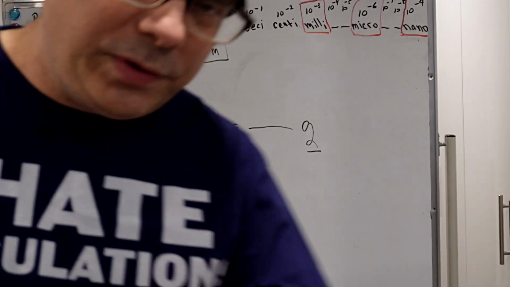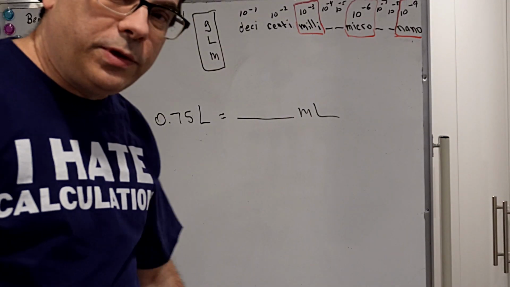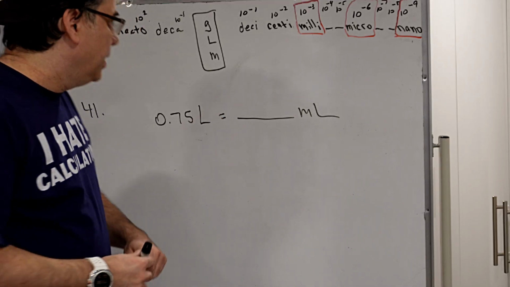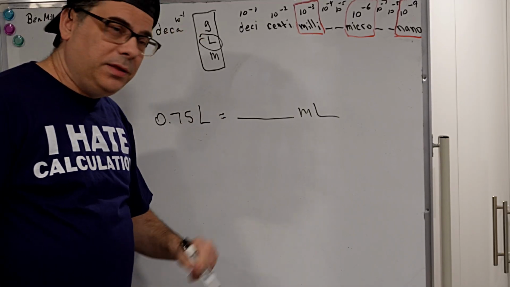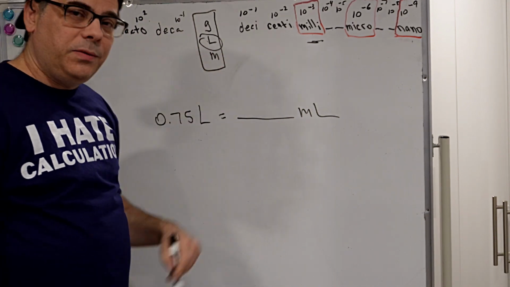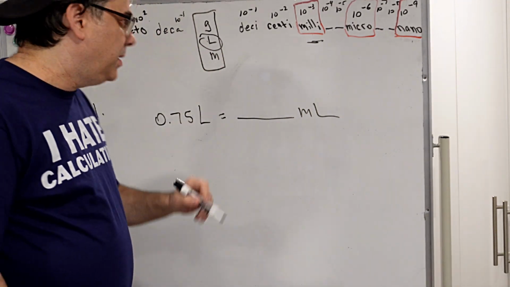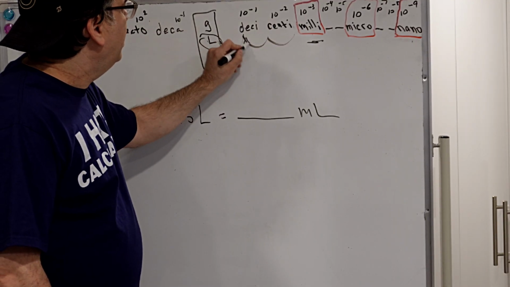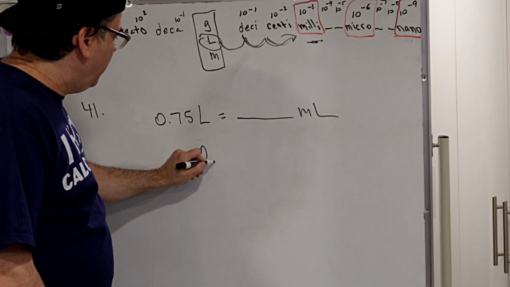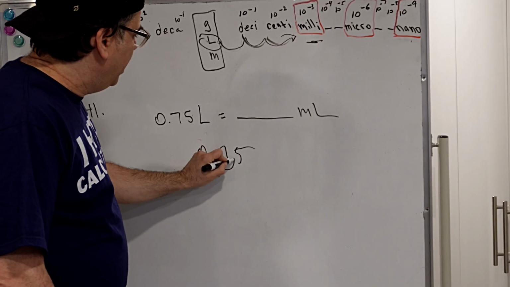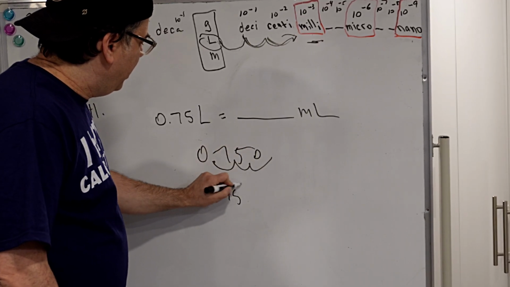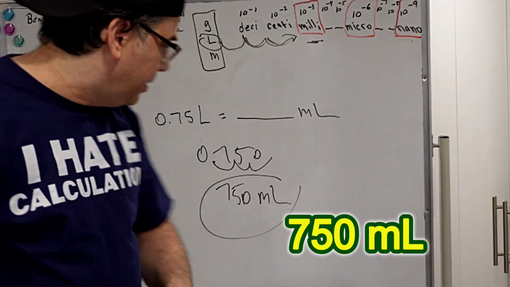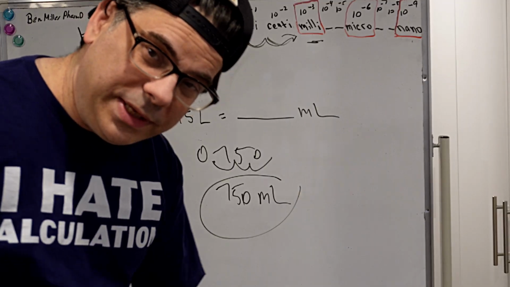Next is question 41. Question 41. 0.75 liters is how many milliliters? So we have liters over here, our base unit, milliliters over here. From liters to milli, we move the decimal point 3 spaces to the right. 1, 2, 3. So we have 0.75, 1, 2, 3, 750 milliliters. That's question 41. 42 is next.